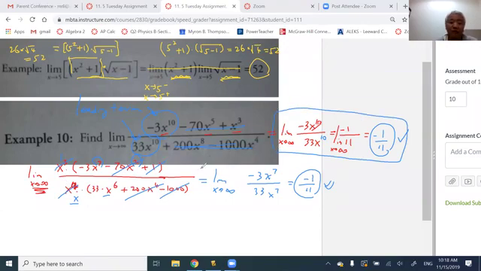When you have fractions of polynomials, we just keep the highest power term only for the numerator and the denominator, okay?